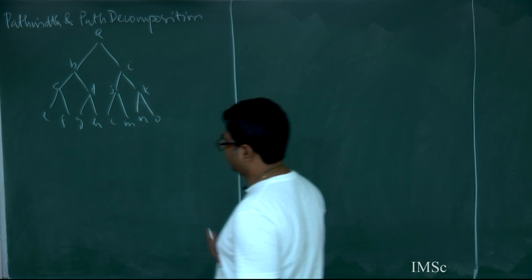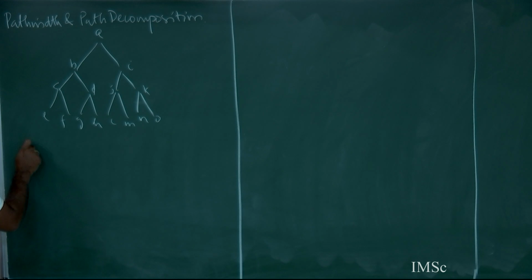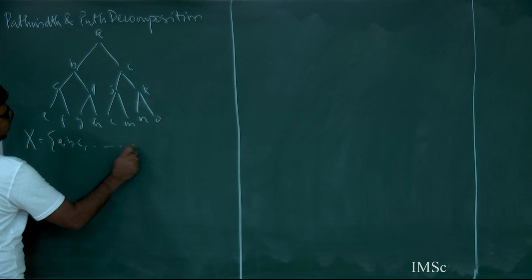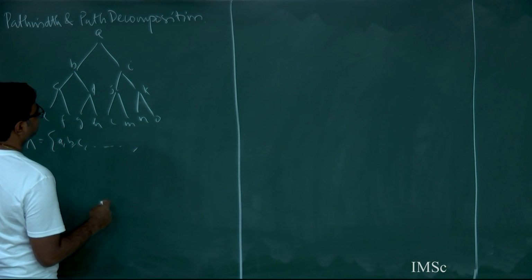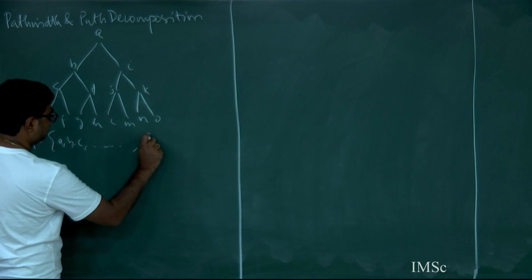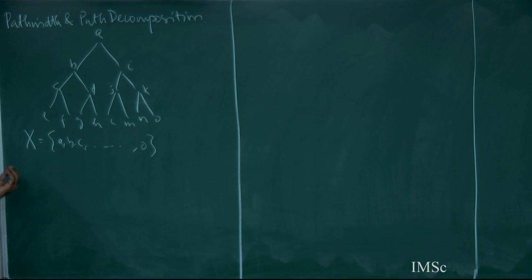So what does he say? Take X equal to A, B, C, ... G, H, I, J. No, I'm saying this is also a path decomposition: just put everybody in one bag. Anything else?